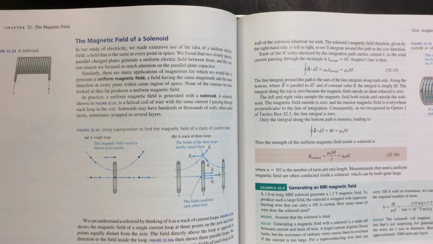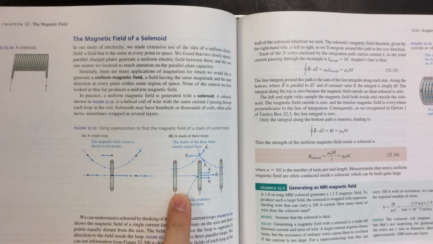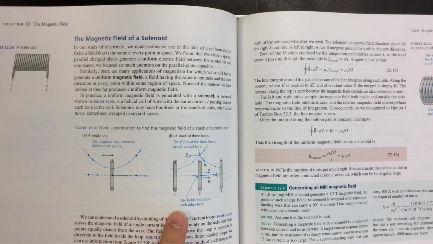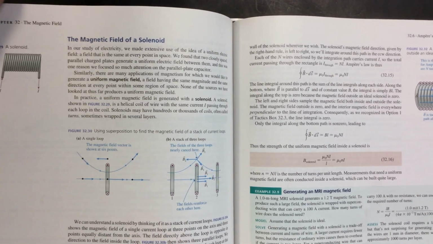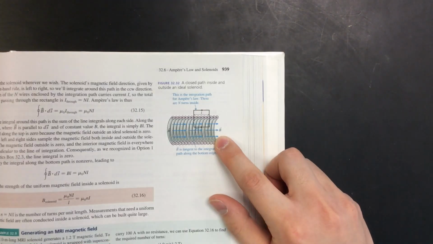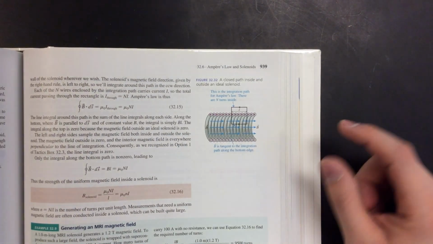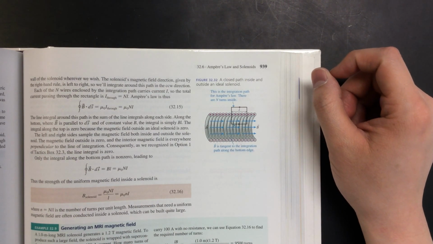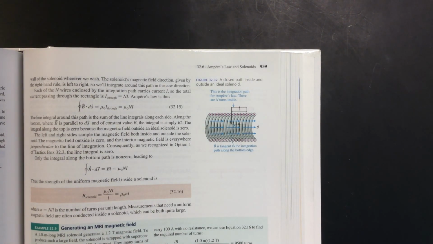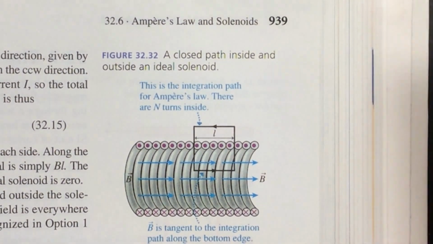Okay, so we can finally get to solenoids. We talked about a solenoid a little bit. A solenoid is when you take a bunch of rings and put them together. My slinky is essentially a solenoid. And when you put them all together, it is interesting to look at how you use Ampere's law to figure out the magnetic field inside a solenoid. So let's take a look.